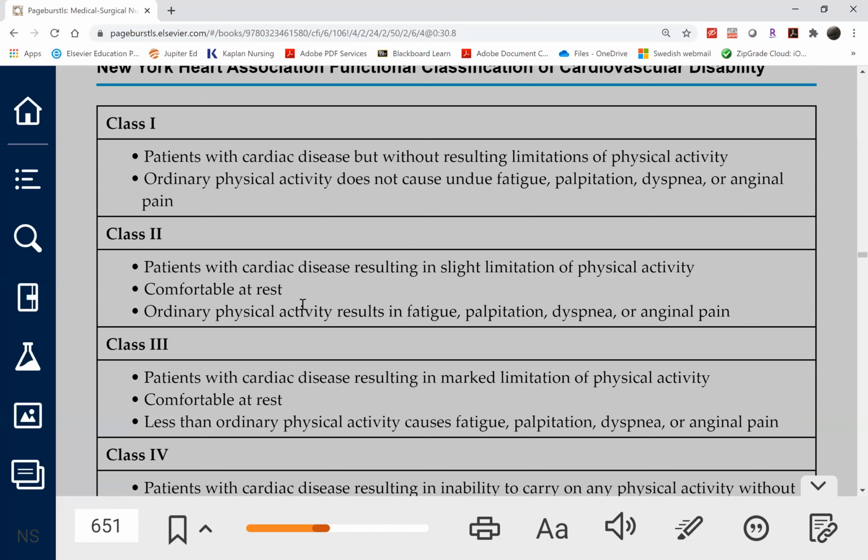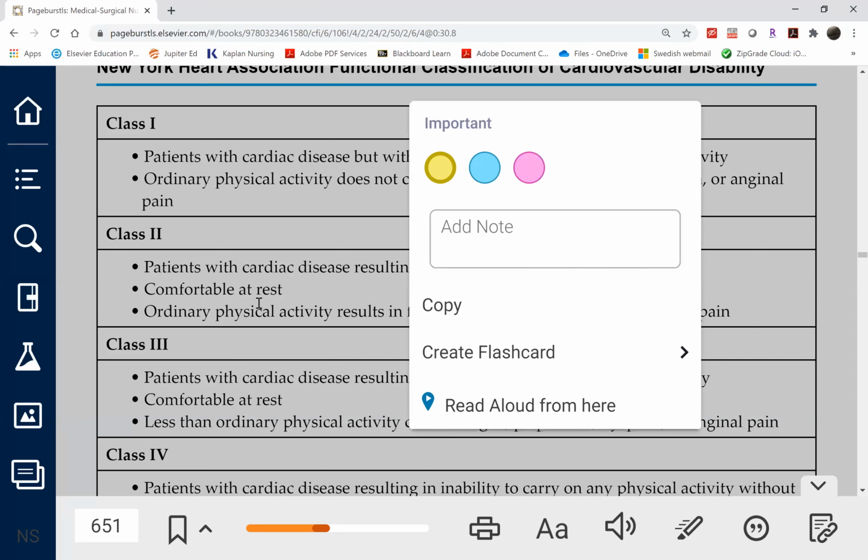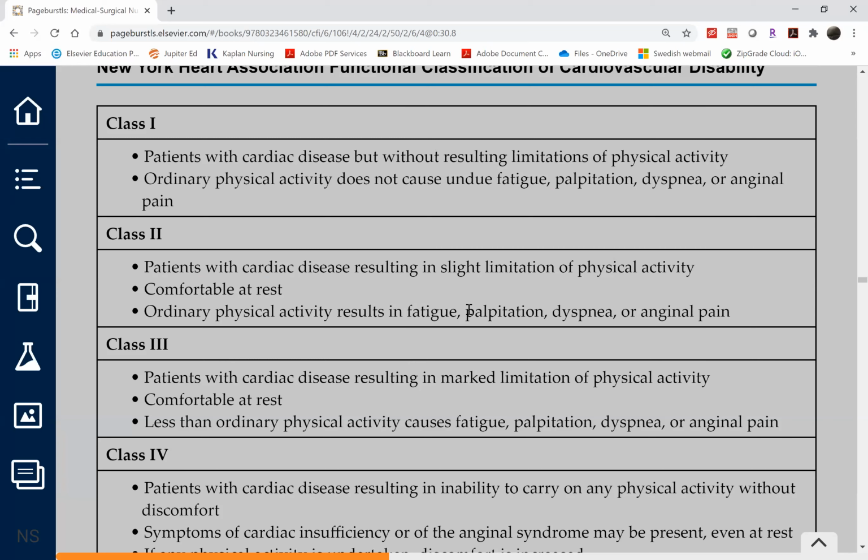So this is what I would memorize. So class 2, I know class 1, nothing. Class 4 is the worst. Class 2, if I do ordinary physical activity, there is slight limitation, meaning let's say when I take a shower, I will have symptoms. Okay, so look, ordinary physical activity, which is a shower. When I take a shower, I get short of breath. However, when I take a rest, when I stop, let's say sit down on a shower chair, am I okay? Yeah. So as long as I sit down when I have the symptoms, I'll be okay.